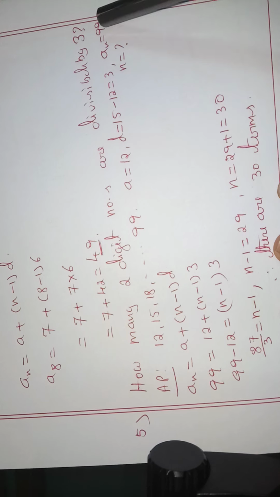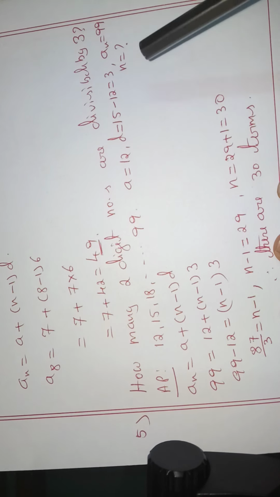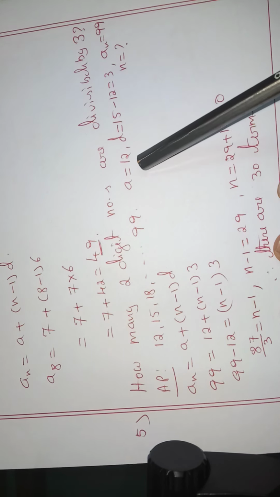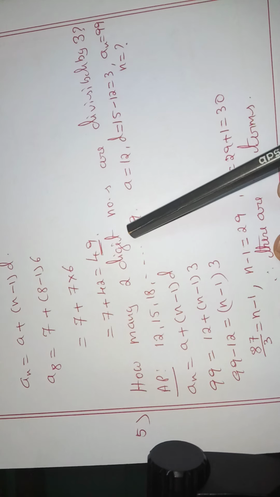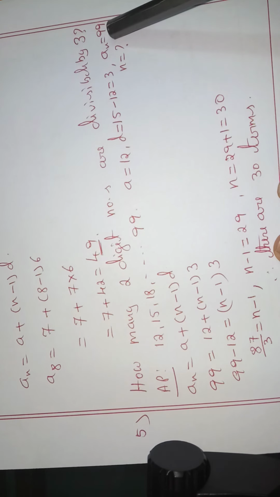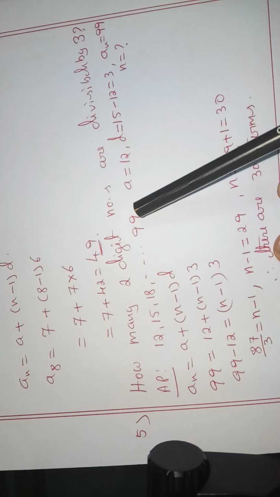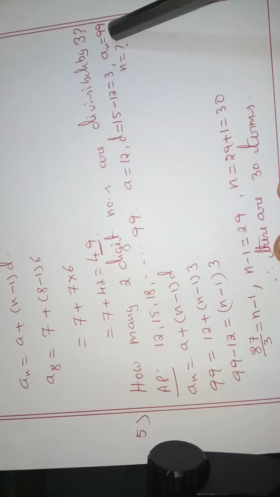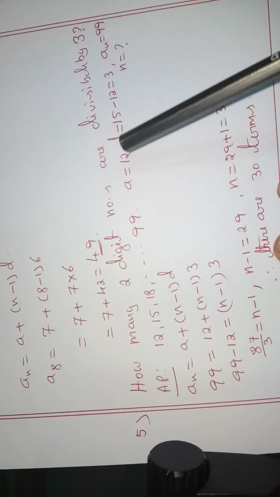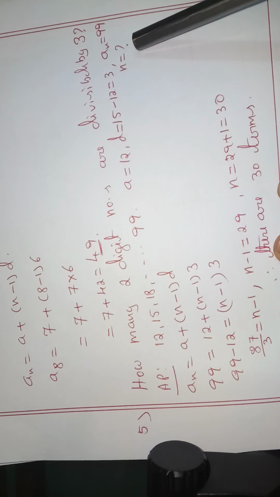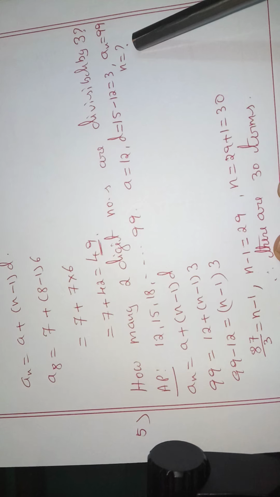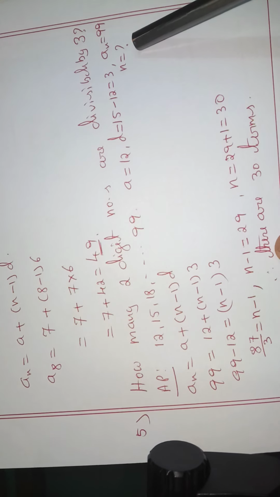Now write A, D, AN and N. A is equal to how much? 12. D is equal to how much? 3. This 99 is not N. It is AN. Term of a sequence. AN is 99. What we have to find? How many? Means N is equal to how much?